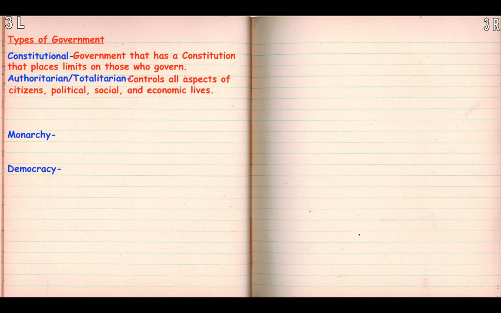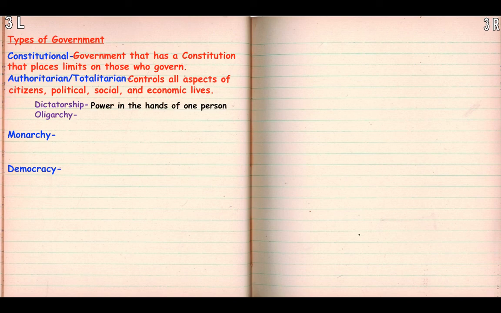Our next one is an authoritarian style of government, where this controls all aspects of a citizen's political, social, and economic lives. So they control everything. This is like communist Russia. This is like, back in the day with Italy and Mussolini. This is like North Korea. All of those things. This is an authoritarian style of government. The government is in charge. We have two types. We have a dictatorship and what's called an oligarchy. Not Olive Garden, oligarchy or oligarchy, either one.